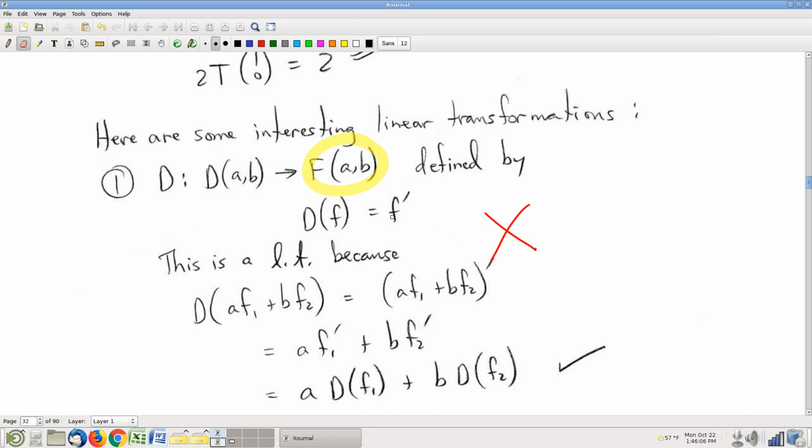Okay, so how would I check directly to confirm that this is a linear transformation? Well, I'm going to take a linear combination of vectors in the domain.